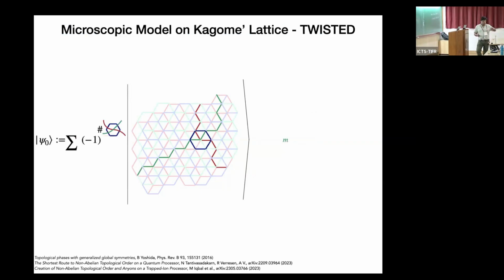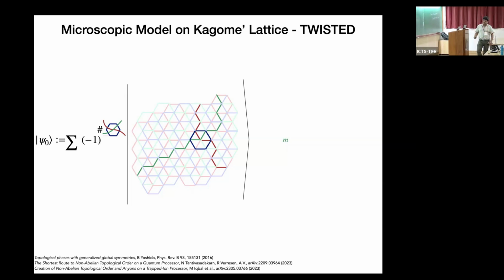Now the one change we're going to make to this quantum superposition is that every time there's a configuration like this, where green and blue intersect inside a red hexagon, or red and green intersect inside a blue hexagon, I'm going to put a minus sign in the wave function. So the amplitude is exactly the same for this superposition of loops, but when I have configurations like this, I'm going to put a minus sign.